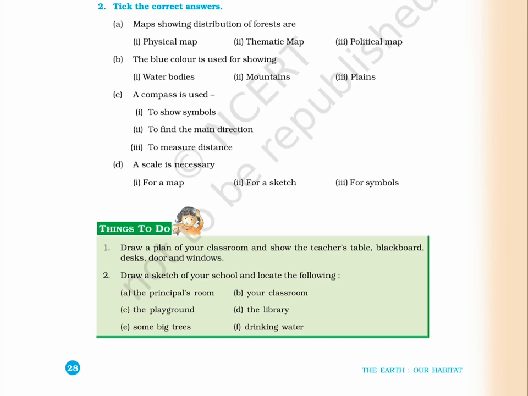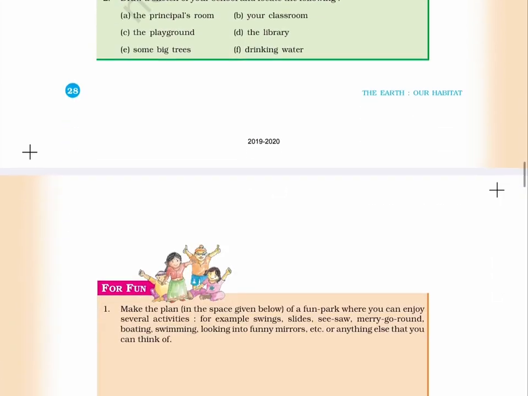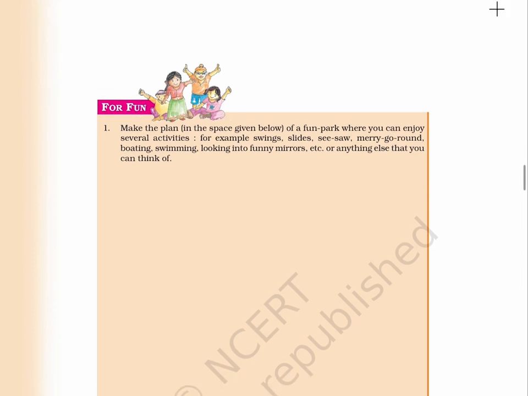Page number 29. For fun. 1. Make the plan in the space given below of a fun park where you can enjoy several activities. For example, swings, slides, seesaw, merry-go-round, boating, swimming, looking into funny mirrors, etc., or anything else that you can think of.